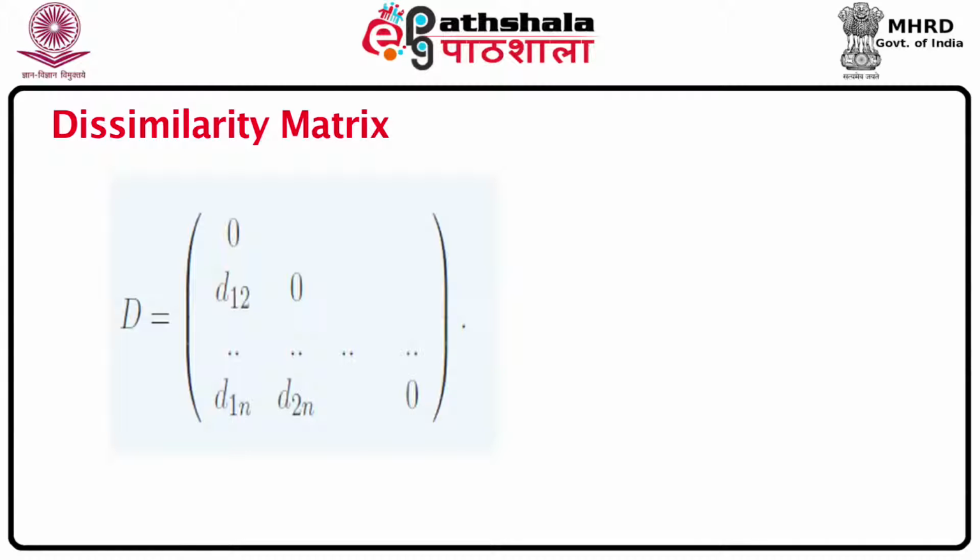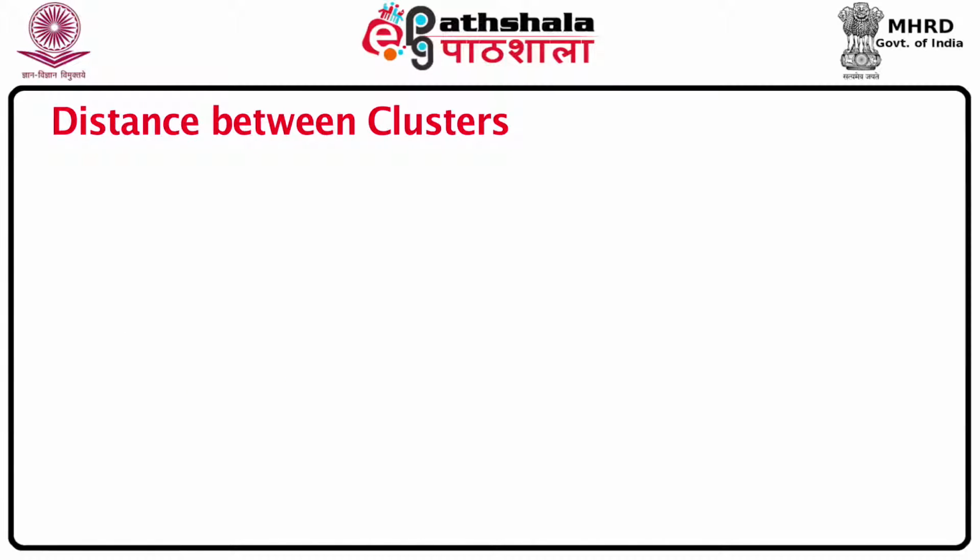It's quite obvious that this matrix is going to be symmetric because the distance between the first and the second individual is the same as the distance between the second and the first individual. So we just need to have a lower triangular matrix or maybe an upper triangular matrix with the diagonal elements all equal to 0. We call this the dissimilarity matrix, and this is the basis on which we'll form the clusters. Now, once we have a cluster, we need to find the distance between these clusters.